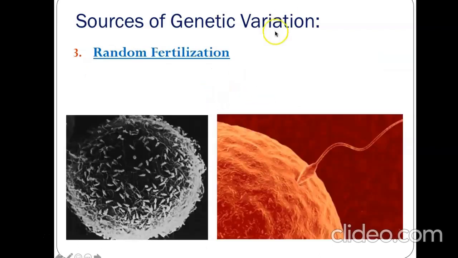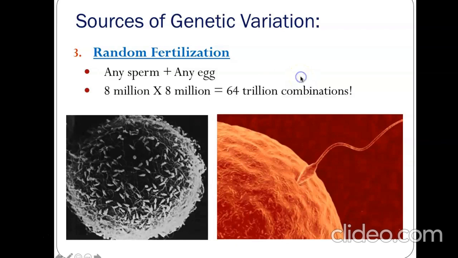And then the third way that you get genetic variation in humans is random fertilization. Any sperm, any egg, there's a 1 in 64 trillion chance that you came to be. Isn't that so amazing? You're just so unique and special. All right. I don't think you needed to write anything down for that one, but just so you know. Random fertilization, any sperm, any egg.